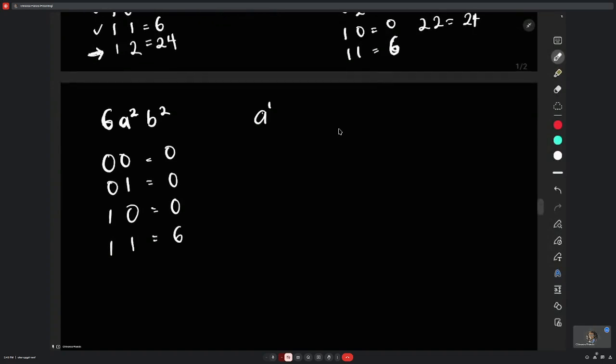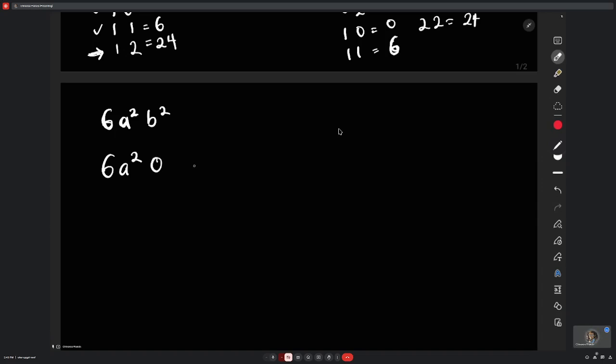Okay. So we want to generate a univariate polynomial for 6a squared b squared, right? That means we are going to evaluate 6a squared, because we are leaving a squared, and then we are evaluating b squared over the Boolean hypercube. So at b equal to 0, right?